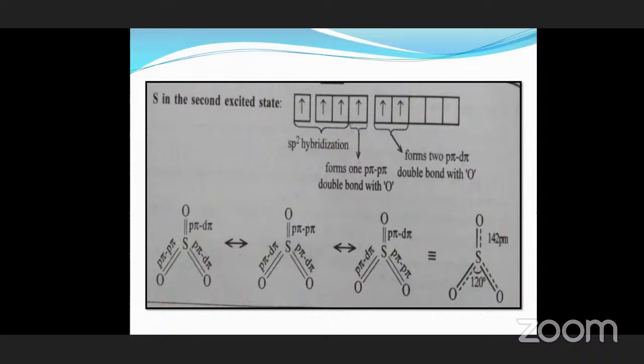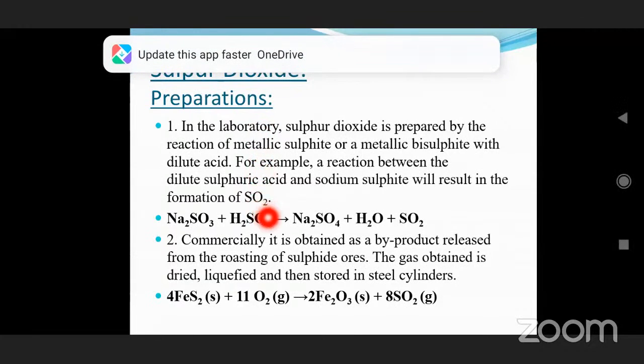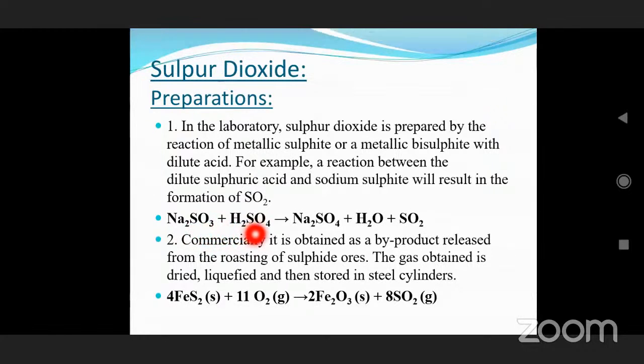Then now let's discuss sulfur dioxide. The formula is SO2, called sulfur dioxide. Here are the preparation methods. When Na2SO3 reacts with sulfuric acid, it gives Na2SO4 plus H2O as well as our desired product, sulfur dioxide. This is the first method for preparation of sulfur dioxide.